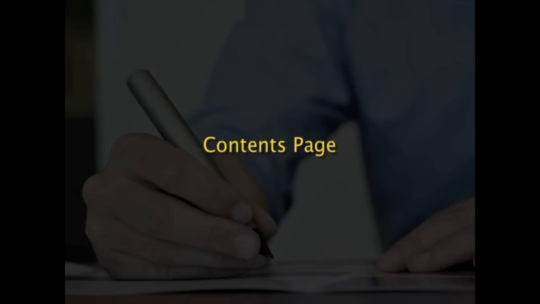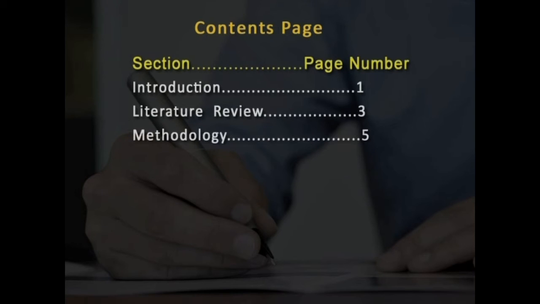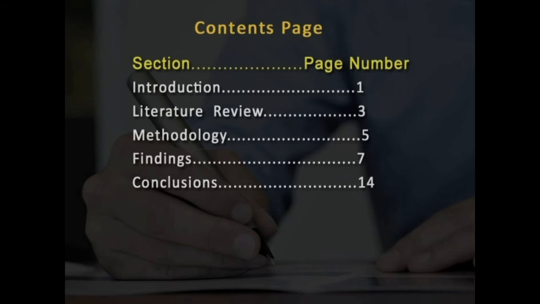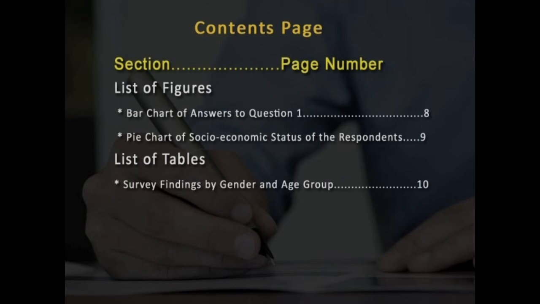The next important component of a formal report is the contents page. You can have a look at this contents page on this slide. It is divided into two columns, section and page number. The first one is introduction, then literature review, methodology, findings, conclusions, recommendations, appendices, bibliography, list of figures, and list of tables if any, along with the page numbers.